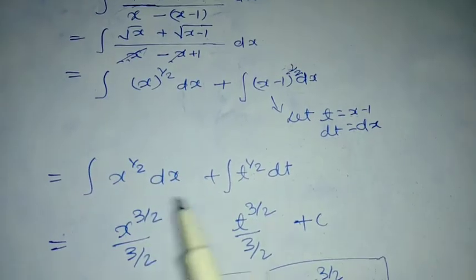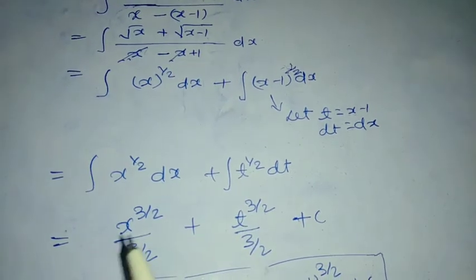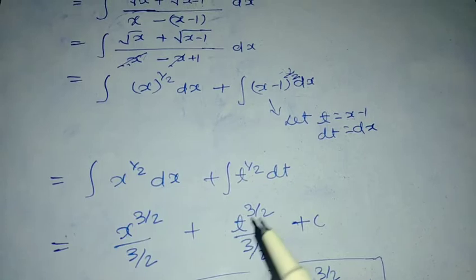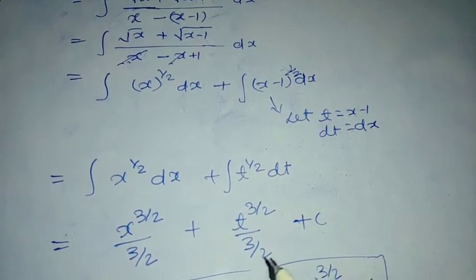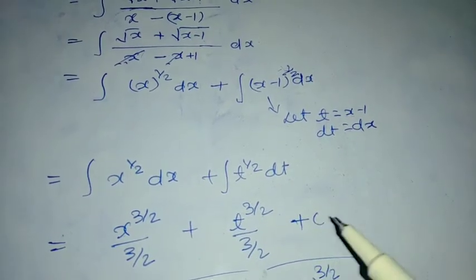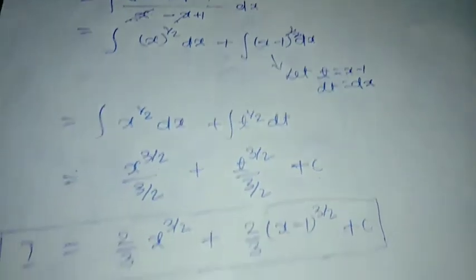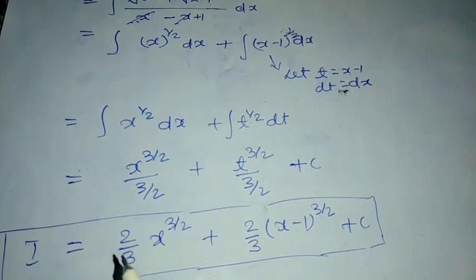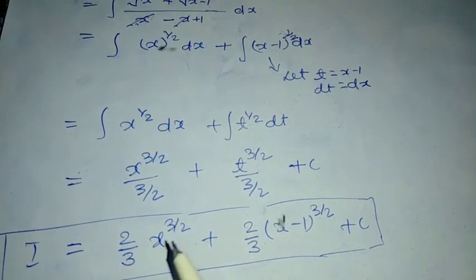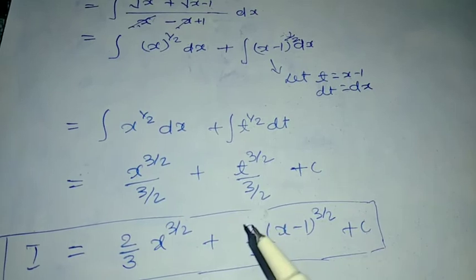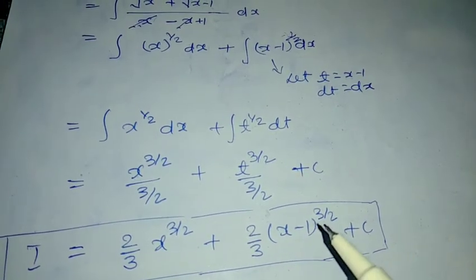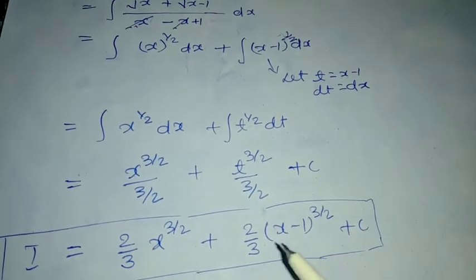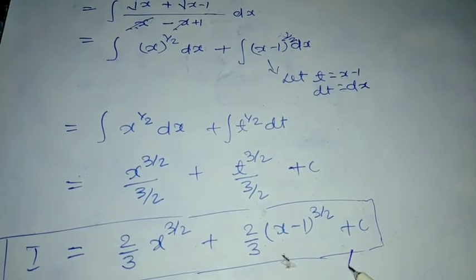By integrating both the terms we get x raised to the power 3 upon 2 upon 3 upon 2 plus t raised to the power 3 upon 2 upon 3 upon 2 plus c, and finally we can write it as 2 upon 3 x raised to the power 3 upon 2 plus 2 into x minus 1 whole raised to the power 3 upon 2 upon 3. We have put the value of t here, so this will be the answer.